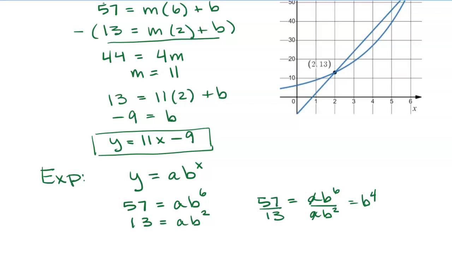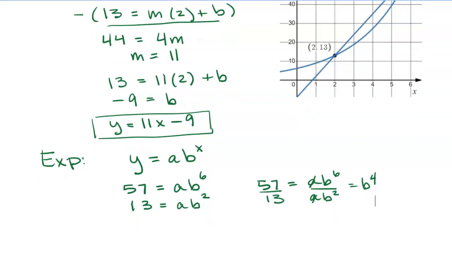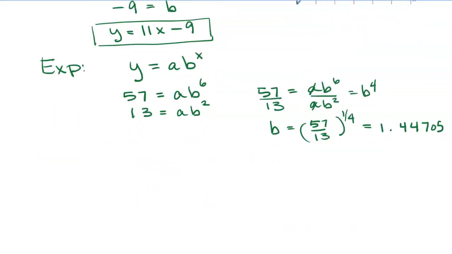So now I can solve for b. The key here is to divide the functions. We subtracted up above, but here we're going to divide the functions. So I get b is equal to 57 over 13 to the 1/4 power. If I put that into my calculator, I got 1.44705. So that's my b value.